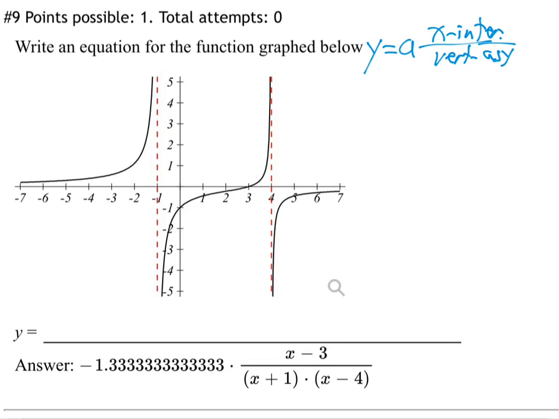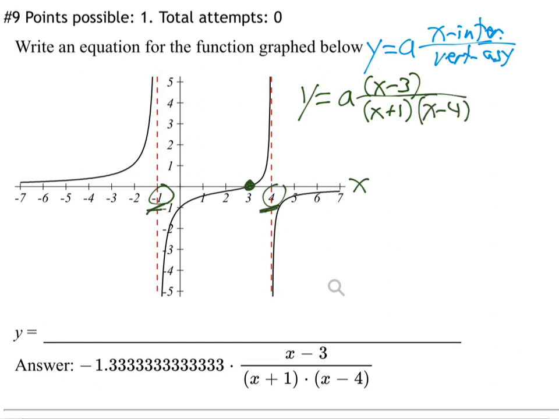So this is y equals a, and again the top is x-intercept. So what's the x-intercept? It hits the x-axis right there. That's at 3. So we're going to have x minus 3. On the bottom, we're going to have vertical asymptotes. What's that? -1 and +4. So remember, opposite: +1 is the opposite of -1. And -4, that's the opposite of +4.